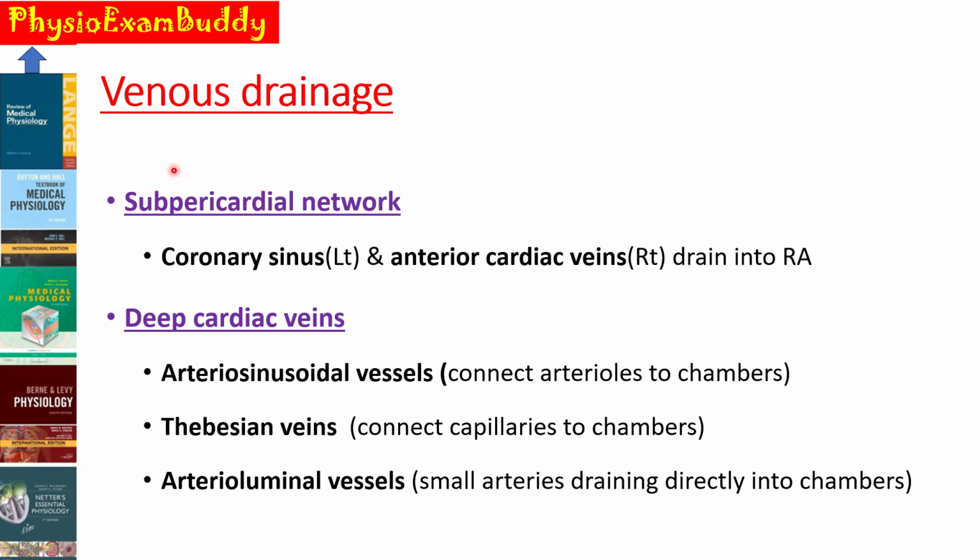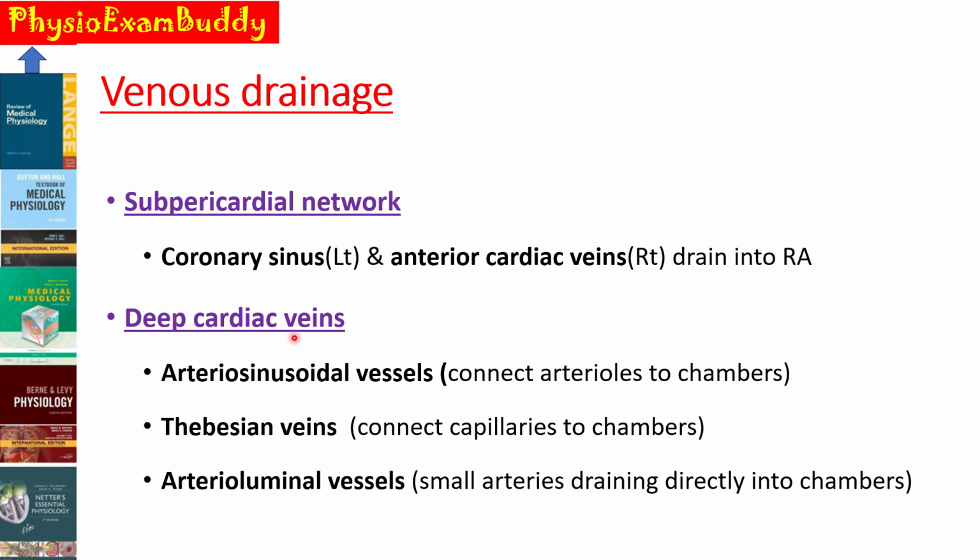Next is about the venous drainage. The venous drainage of the heart is mainly by two networks, that is the subpericardial network as well as the deep cardiac veins. And under the subpericardial network comes the left coronary sinus as well as the right anterior cardiac veins, which drain into the right atrium.